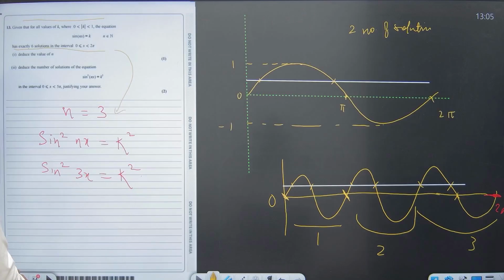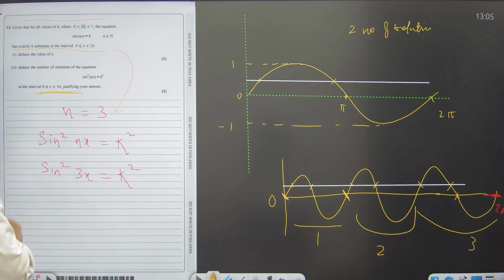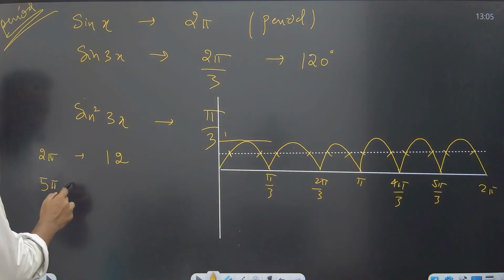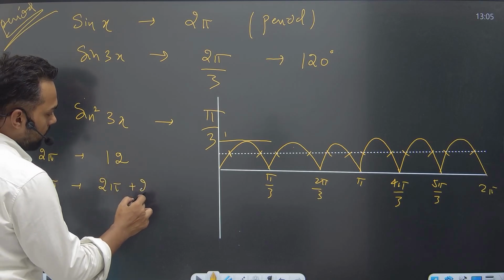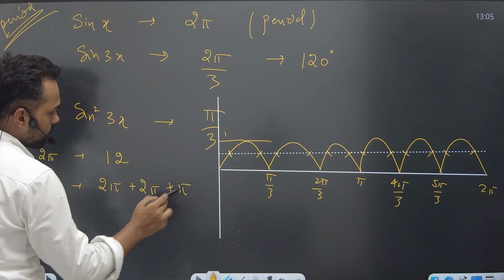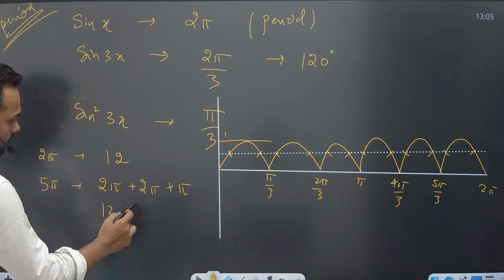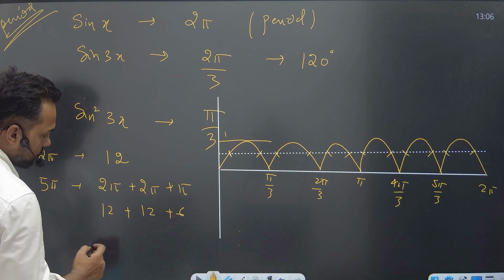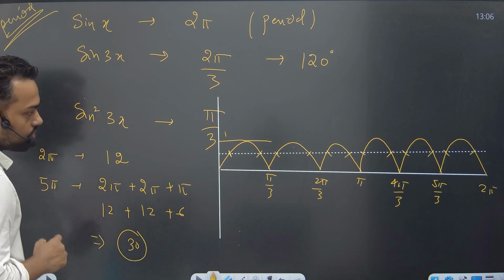Now in the question, student, they have told x was lying between 0 to 5 pi. So for 5 pi, how many solutions will be possible? It could be written as 2 pi plus 2 pi plus pi. So for 2 pi it was 12, similarly for 2 pi it will be 12, for pi it will be 6. So we will calculate it, 30. So 30 solutions are possible.